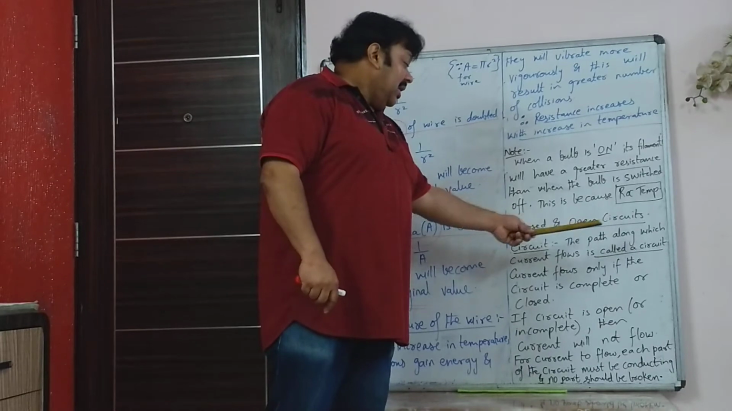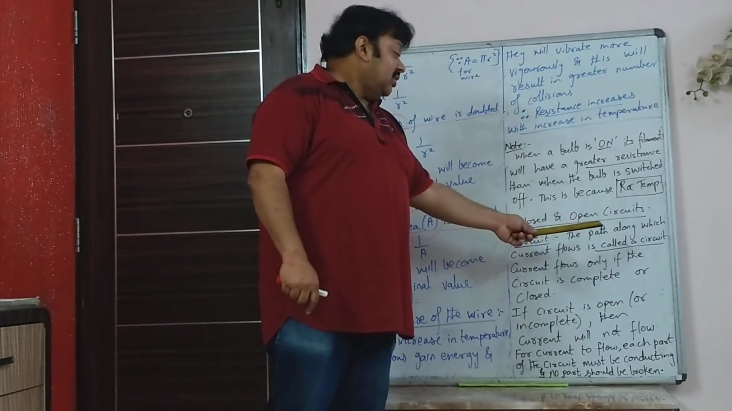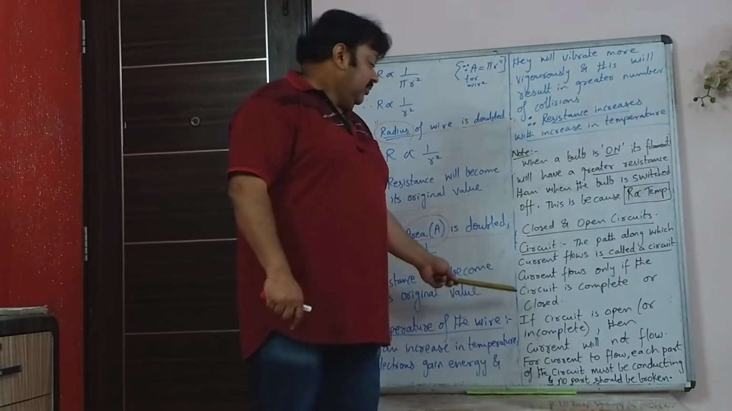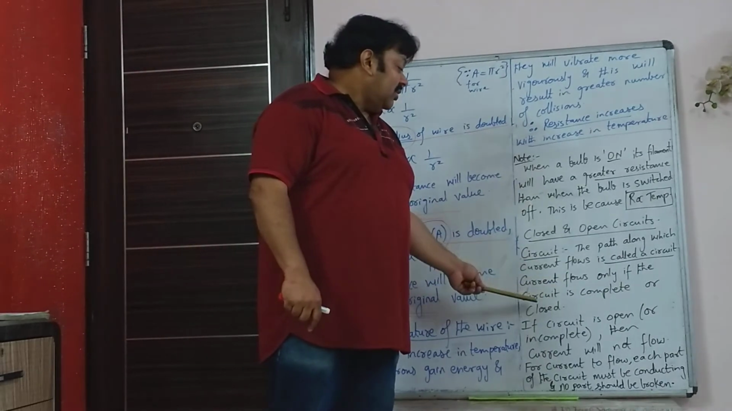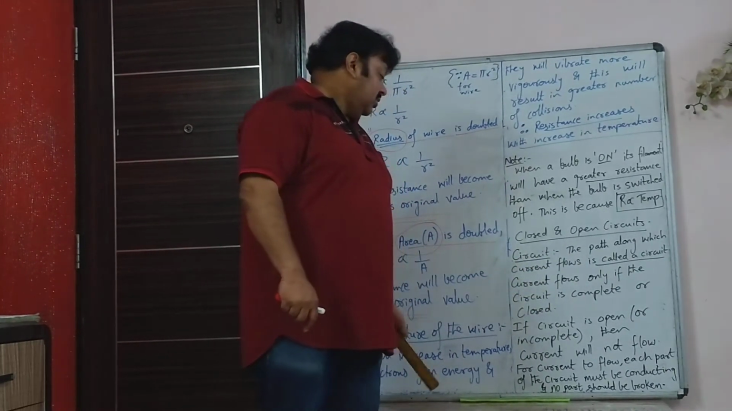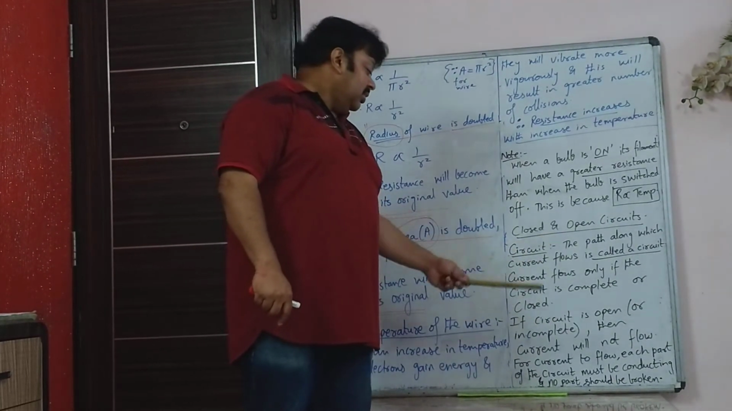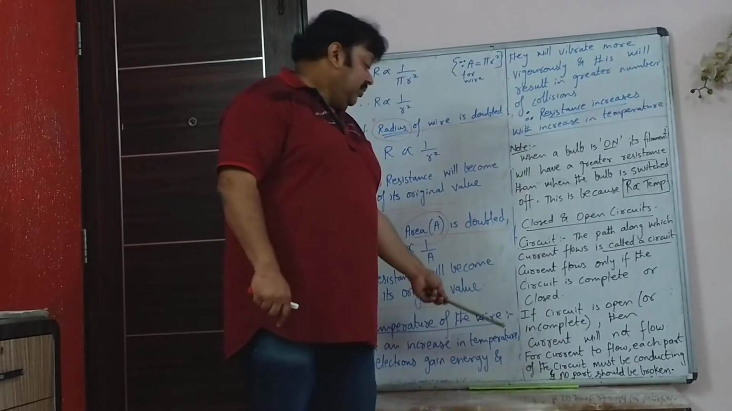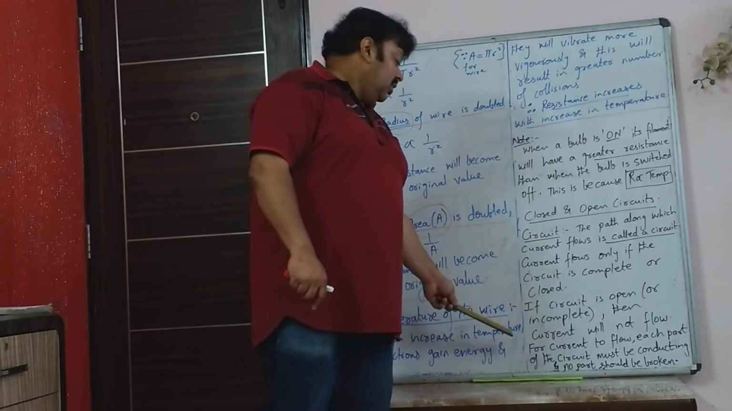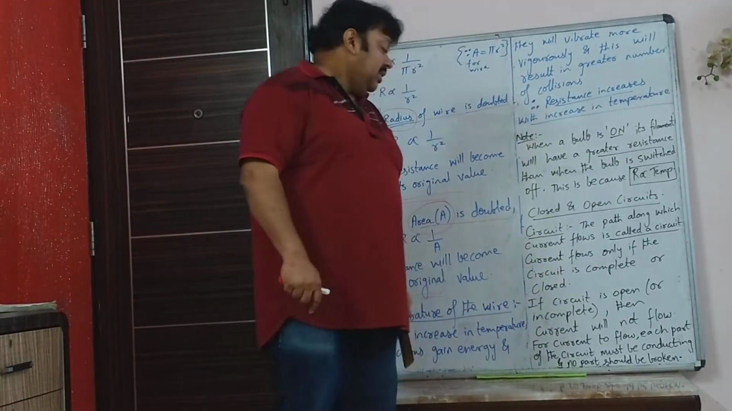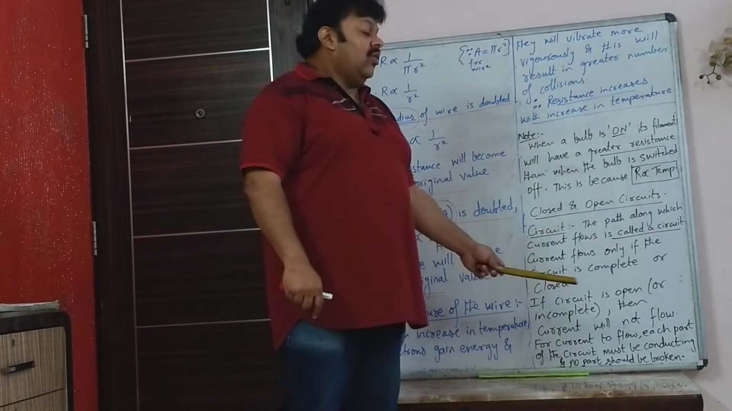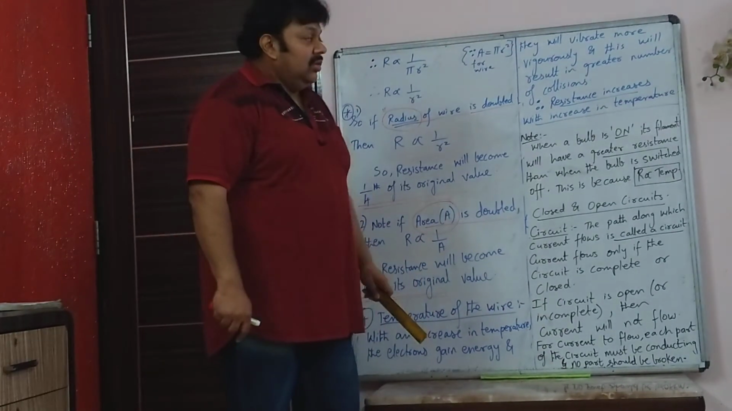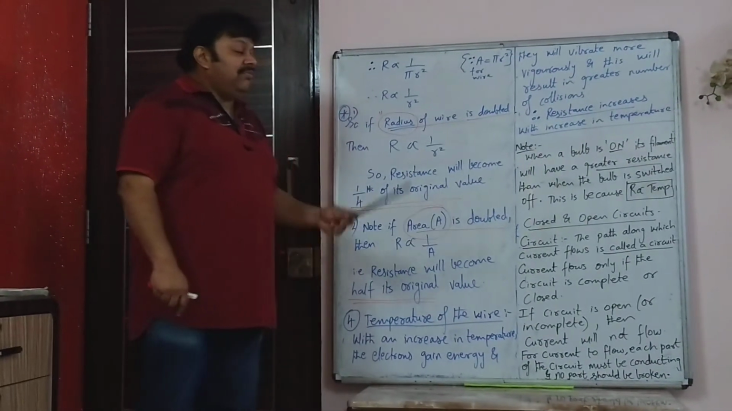So the path along which the current flows is called a circuit. Current flows only if the circuit is complete or closed. If circuit is open or incomplete, then current will not flow. For current to flow, each part of the circuit must be conducting and no part should be broken. So with this we finish part B.